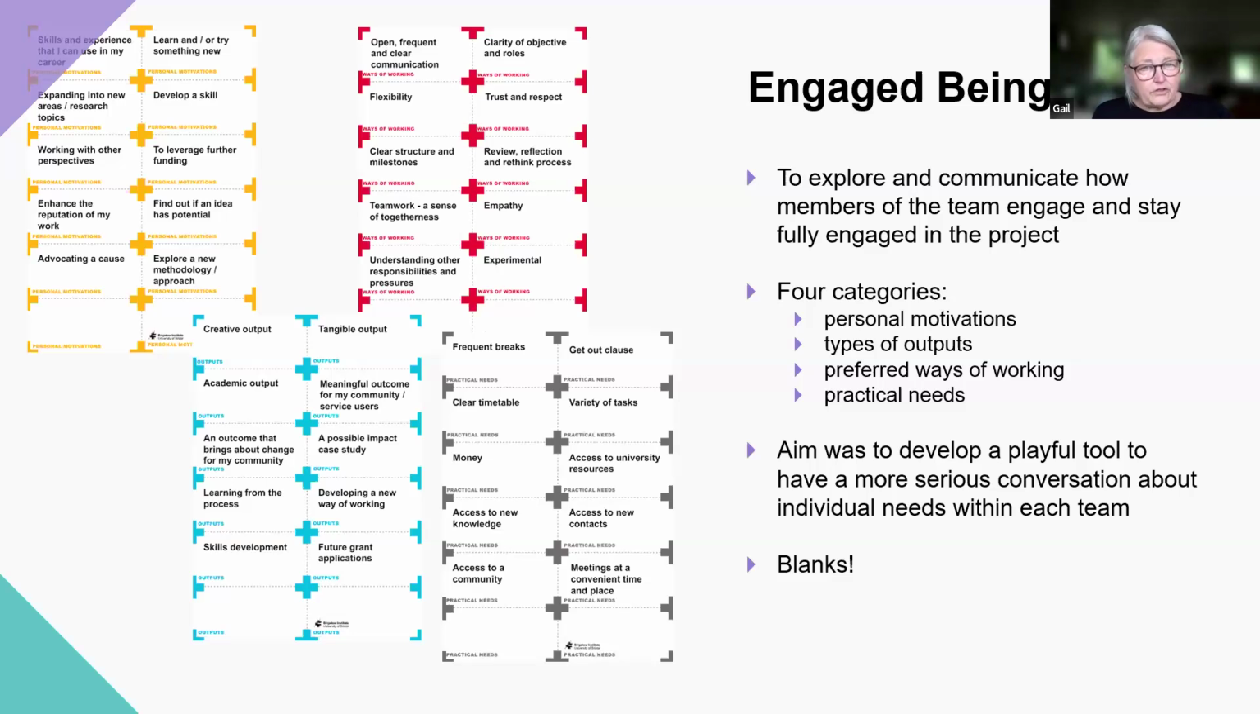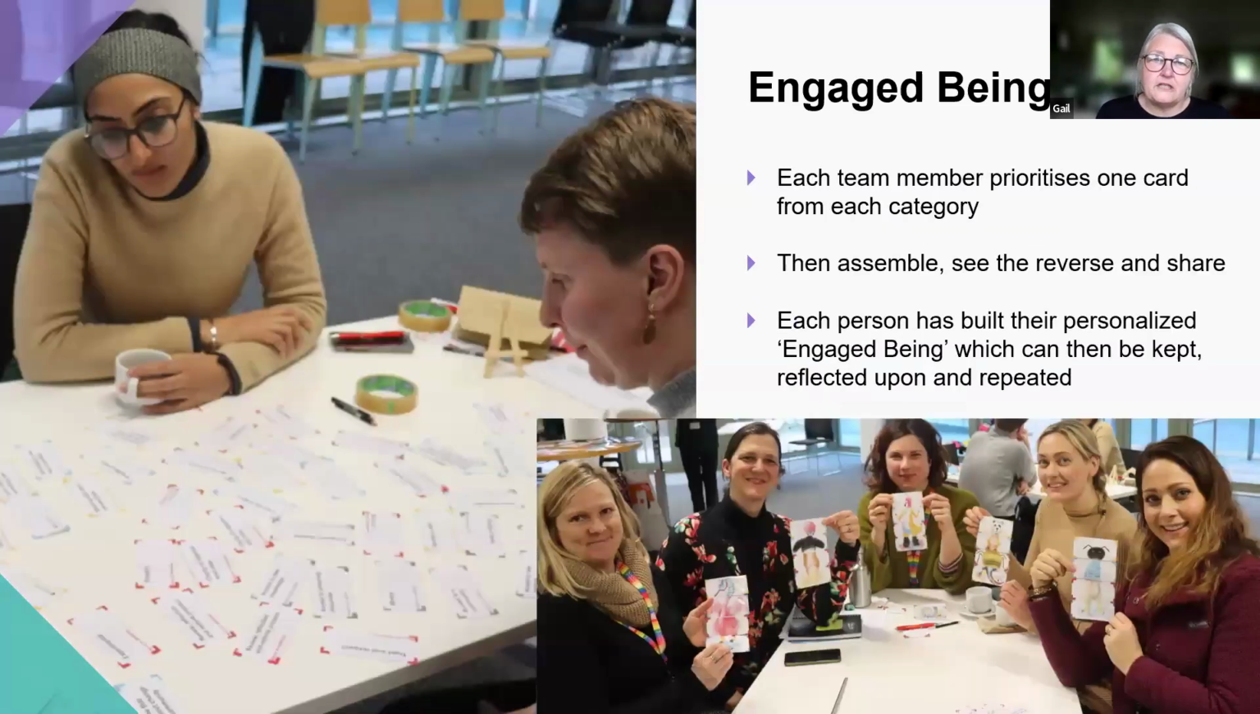So what you do is you have all these cards on the table. Each team member then prioritizes one card from each category. You then assemble them in a certain order, see the reverse, and then share with your team. As you can see, our team at the bottom shared their engaged beings. So each person has built their personalized engaged being, which others can see at the time without people having to state explicitly, I need to be paid, for example. But it can be kept, reflected upon and repeated at other times.